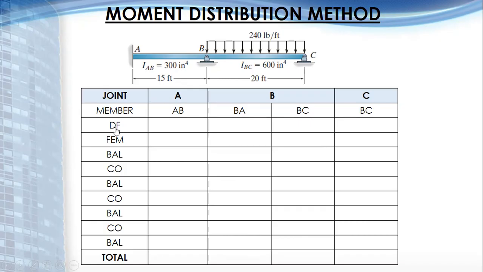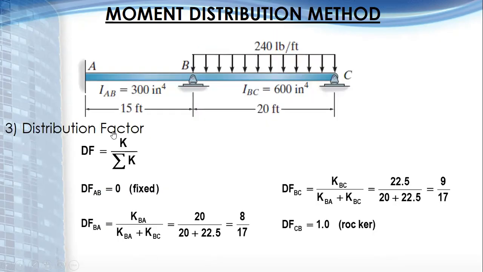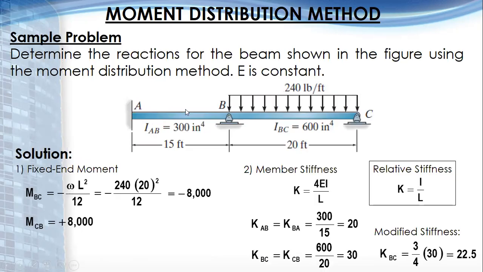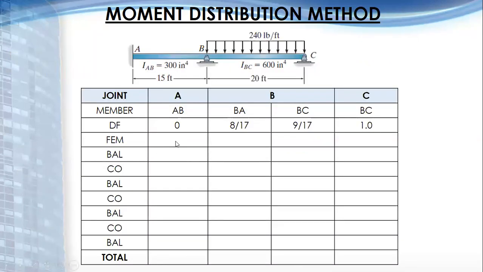Okay. So let's put the distribution factors. So 0, 8 over 17, 9 over 17, and 1. This one. And then for the fixed end moments, AB and BA are 0 and BC is negative 8,000, CB is positive 8,000.